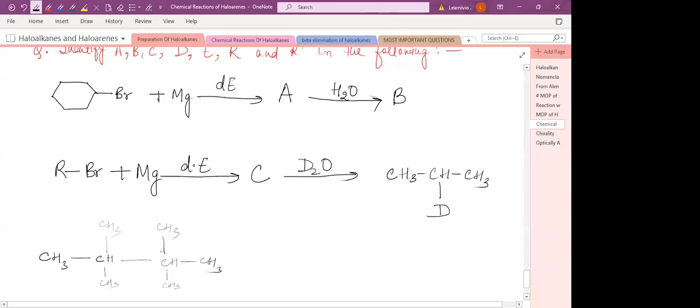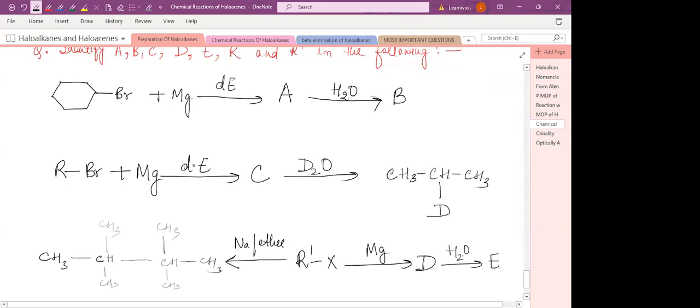Okay, write down the question and try to solve it. I will ask you. In the presence of sodium and ether, and this is R dash X. Just quickly solve this question. You have to identify A, B, C, D, E, R, and R dash.